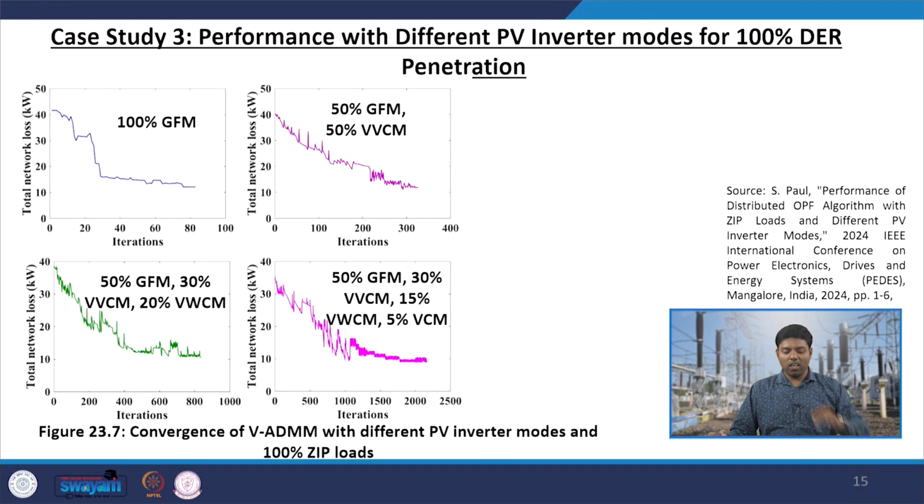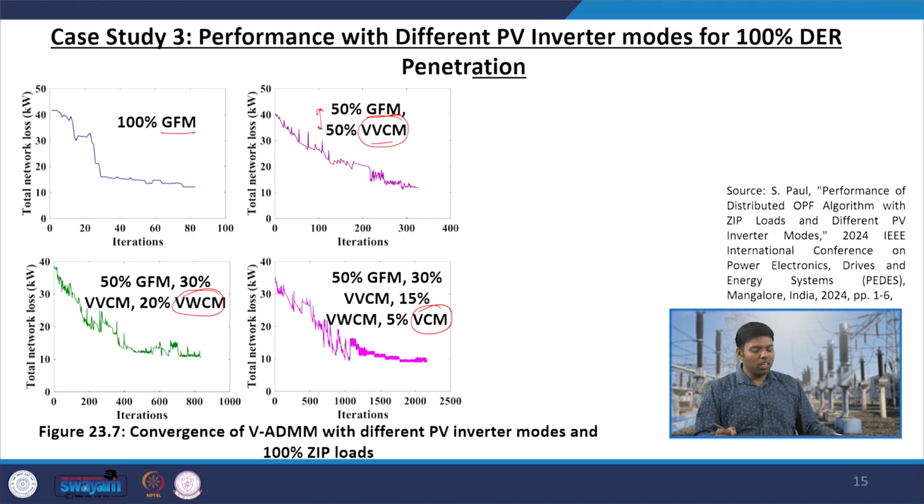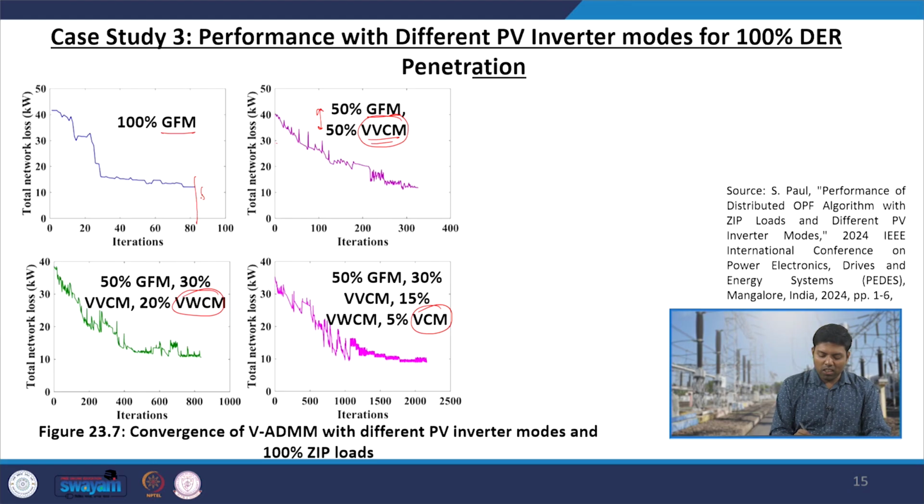If we further experiment with different PV inverter controlling strategies, from the grid following mode we now come to volt-var control mode. Then we add volt-watt control mode, and then the fixed voltage control mode. If we make 50% of the load a ZIP load model and 50% of the PV inverters run at volt-var control, then you can see that first you were converging within 83 iterations, but now you are taking more than 300 or 350 iterations to converge.